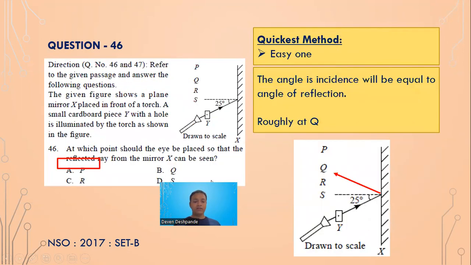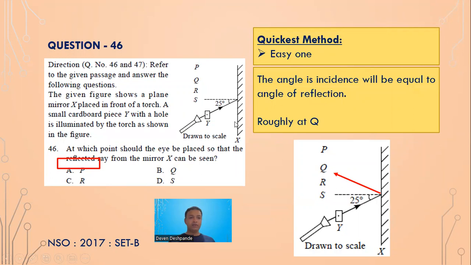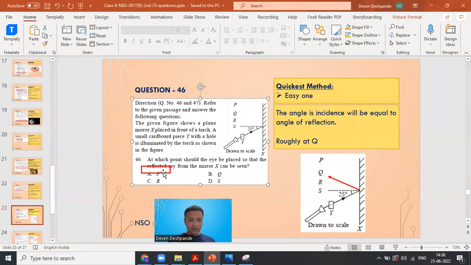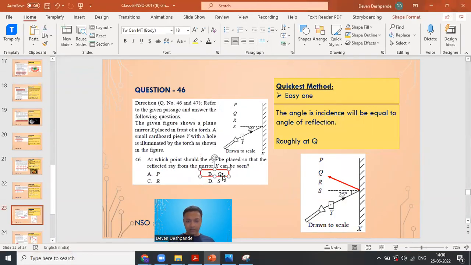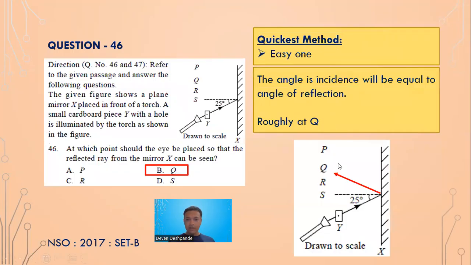Okay, question 46. Given the following image, the mirror X is placed like this, and there is a beam whose angle of incidence is 25 degrees, and you have to find which point the beam is going to hit. The beam is going to hit point Q. So if you draw roughly, it is at angle 25. Angle of reflection will be 25. So if you draw the same ray at 25 degrees, the angle of reflection will be at point Q.